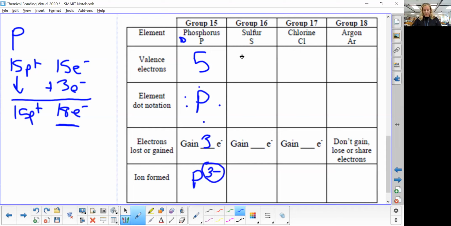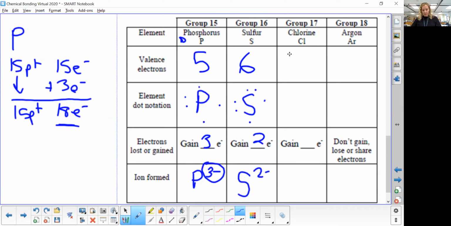Group 16, everybody's going to have 6. And the dot diagram, you're going to have 1, 2, 3, 4, 5, 6. And getting closer to 8, it's easier to gain 2 than to lose 6. And so everything in group 16 is going to form that 2 negative.